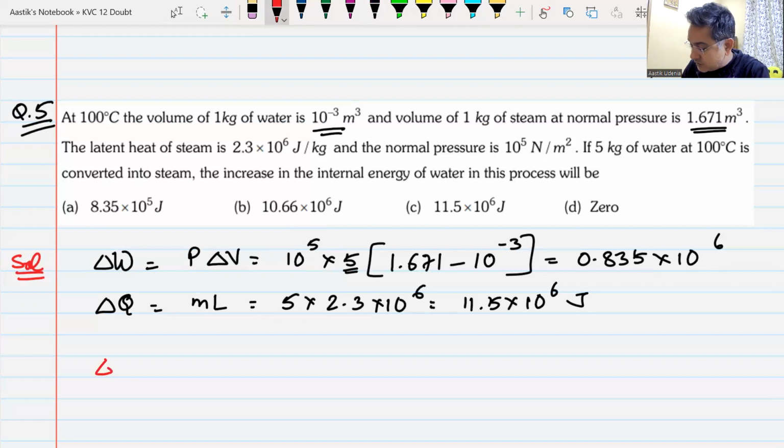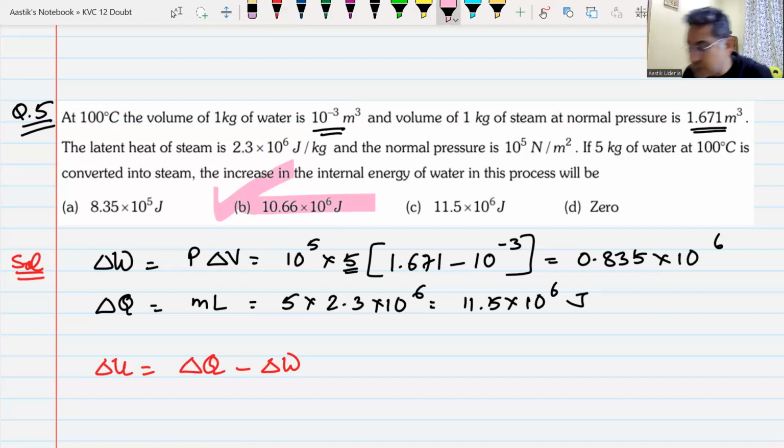From here, you can find out the change in internal energy, delta Q minus delta W, but all just multiplying this. And the answer that you will end up is this one. That is the answer that we are looking at. I'll give you 2 minutes to note it down.